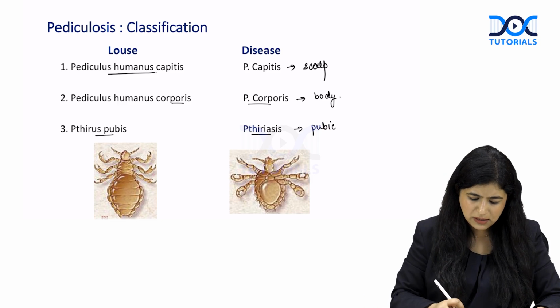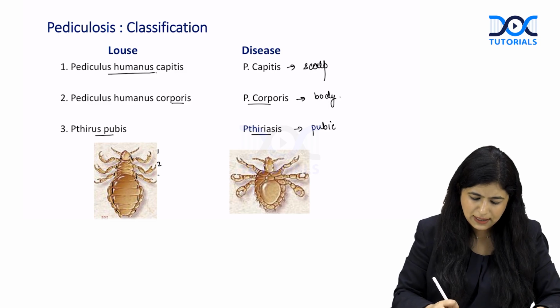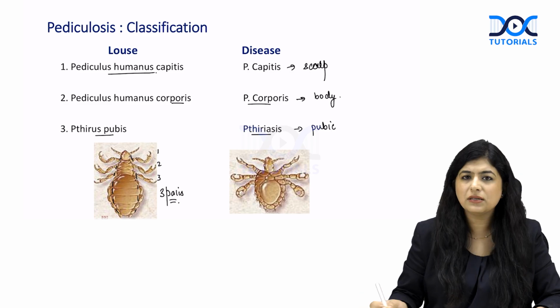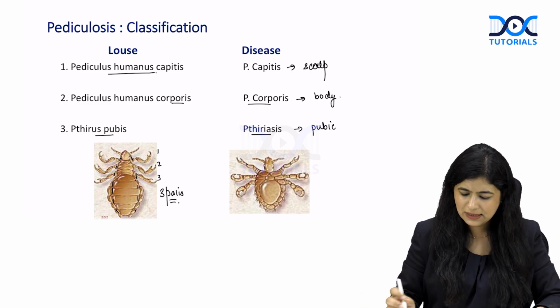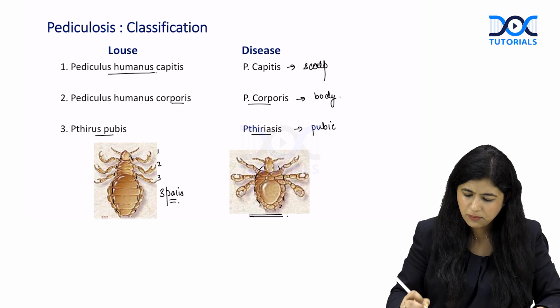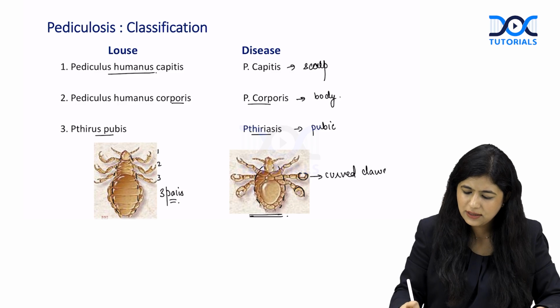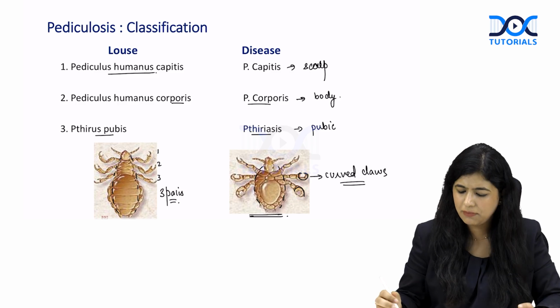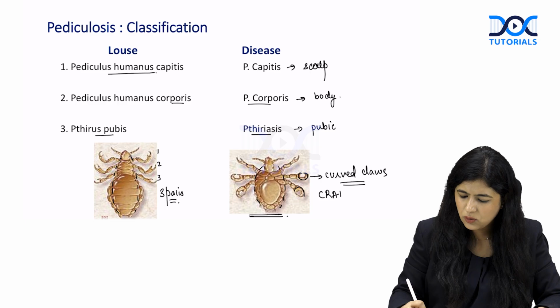When you look at the lice, you see that they have a thin, long body with 3 pairs of legs. So differentiate this from the scabies mite. This has 3 pairs of legs. And this is the image of the pubic louse, that is Phthirus pubis. It has a shorter, broader body with more curved claws. It has sharply curved claws which let it hold the pubic hair better. Because of this, it is also called the crab louse.